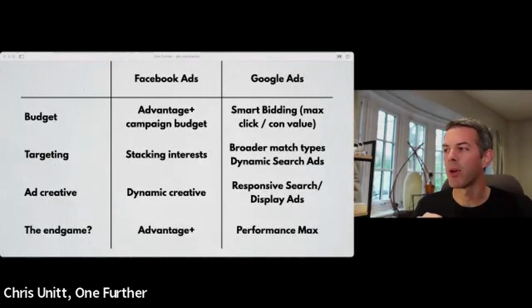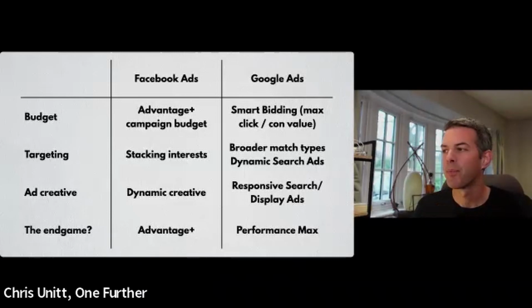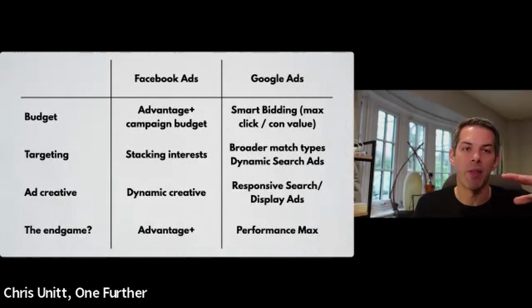So for Facebook, we're looking at the Advantage Plus campaign budgets to give them one number and let them optimize across your campaigns and ad sets. And Google Ads, it's smart bidding where you're optimizing around trying to get maximum clicks or conversion value. With the targeting in Facebook, it's all about not being too granular in the way that ads are being targeted and stacking interests together and letting Facebook do the job.